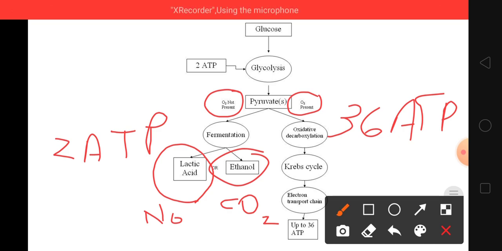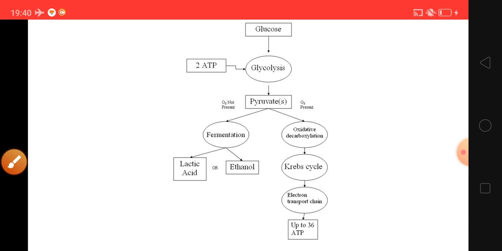Now let us further discuss aerobic respiration. Aerobic respiration, as the name says, is in the presence of oxygen, and we have already discussed previously that be it anaerobic or aerobic respiration, the first common step will be glycolysis. So glycolysis is the first common step.